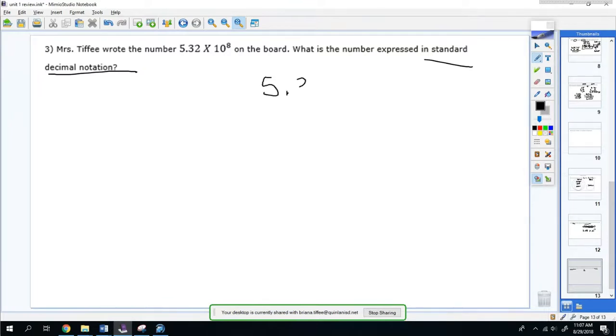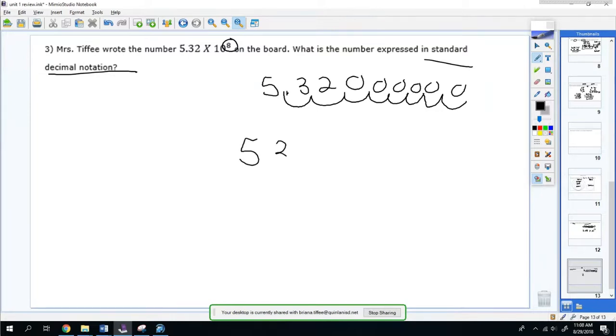So you're going to take 5.32, and since your exponent is 8, I'm going to move my decimal 8 to the right because it's positive. So I'm going to go 1, 2, 3, 4, 5, 6, 7, 8. And all these blank places, put zeros. So I should have 6 zeros: 1, 2, 3, 4, 5, 6. Good. So my final answer, I'm going to rewrite this and put my commas. Should be 532 million. Or not dollars, just the number.